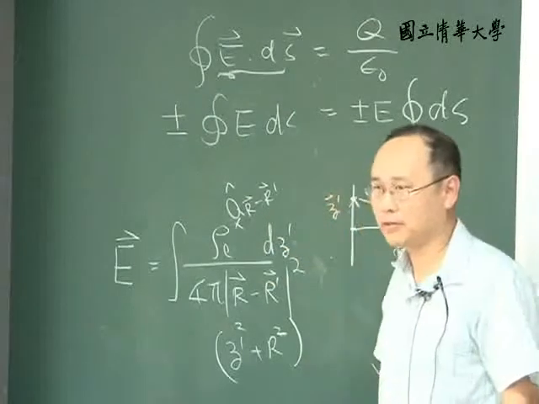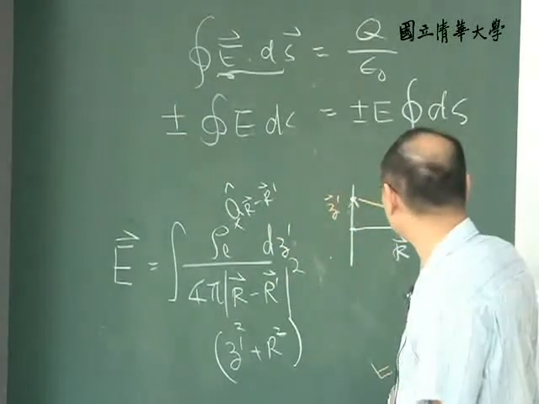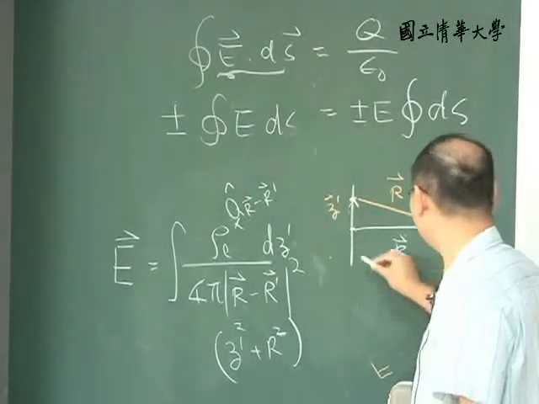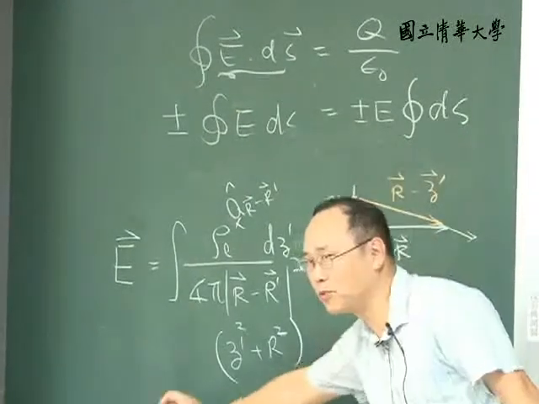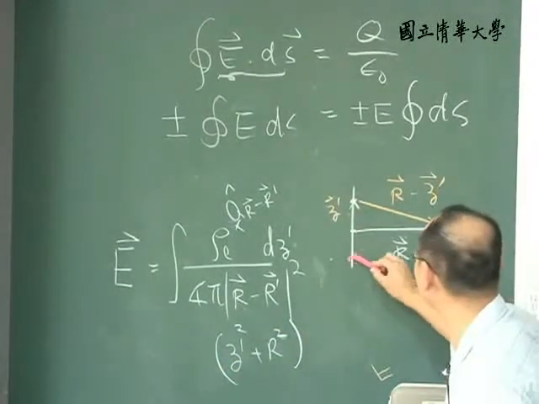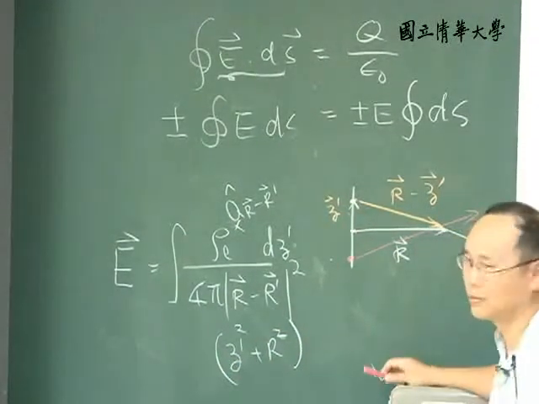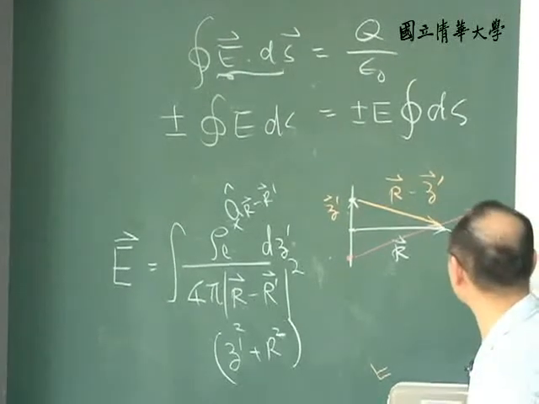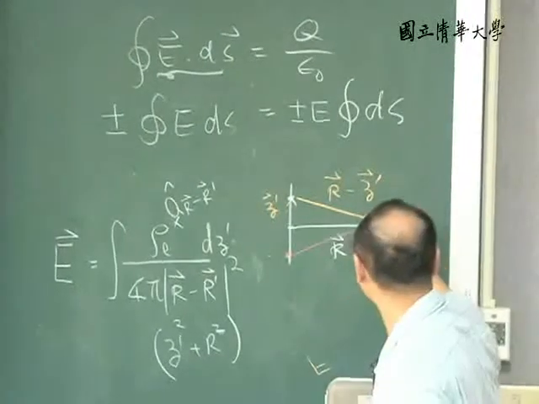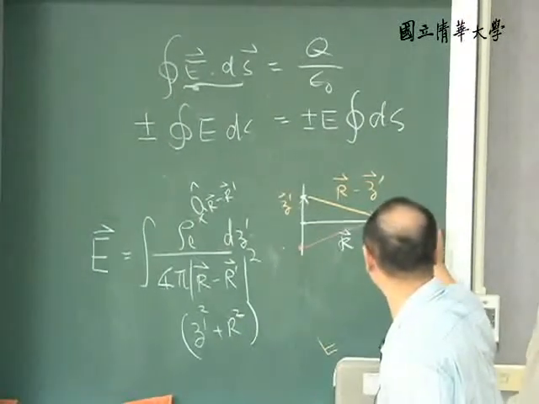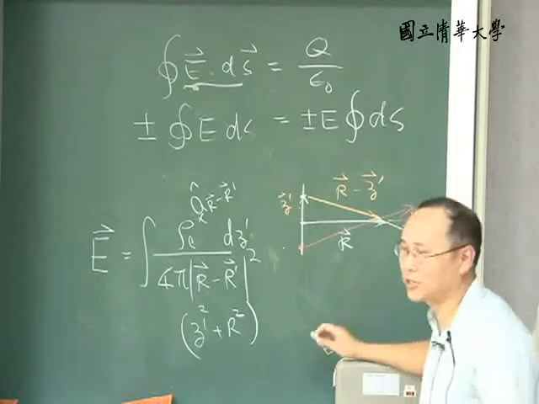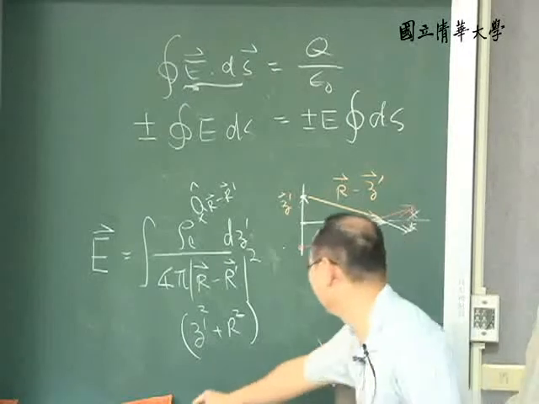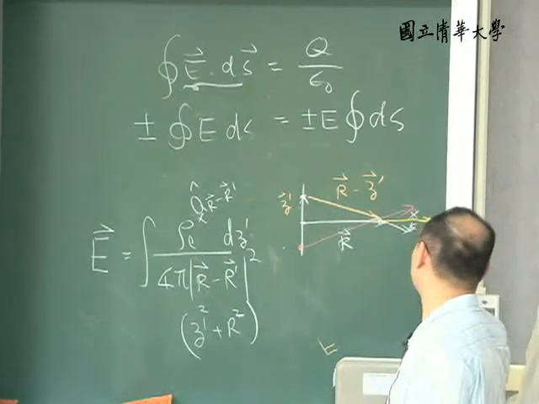And how about the direction? Well, whenever you pick up a point here, you can pick up another symmetry point somewhere here to get the electric field along this direction. Right? And again, you have cancellation of the field along the transverse direction. So what you care about is the field along this direction.